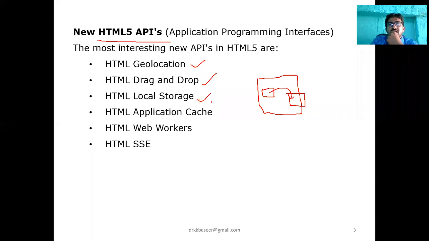Local storage is stored locally in the browser, in the browser's storage. And when you want to extract it, or check and validate it, you can use local storage. We'll see the program later so that you can understand. Next API is application cache, and next is web workers.